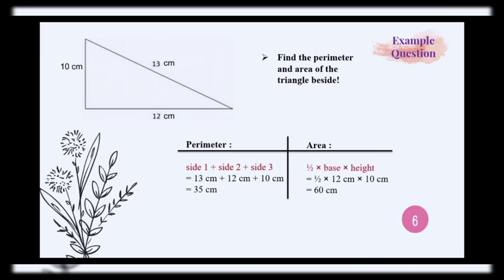Next, we want to find the area, and the formula is a half times base times height. So, a half times 12 times 10 equals 60 centimeters. So, the perimeter is 35 centimeters, and the area is 60 centimeters.